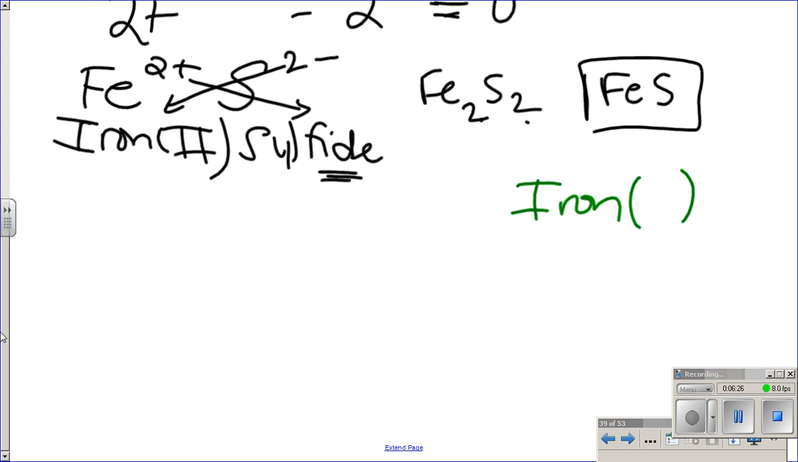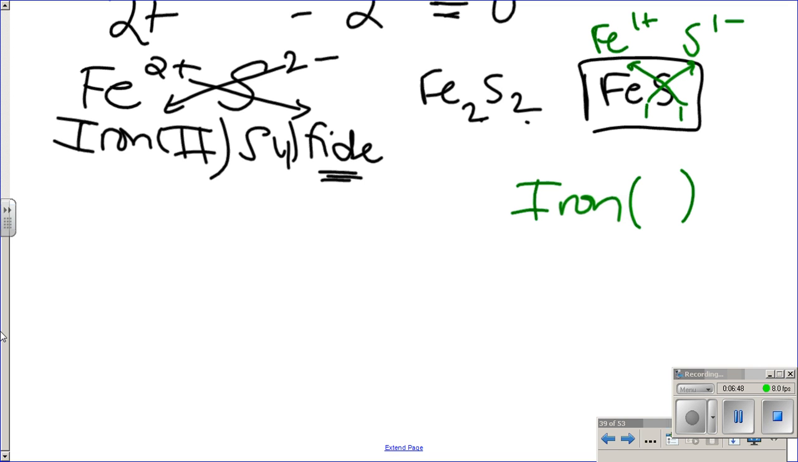All right, so then you go, well, this is a 1 and this is a 1. Backtrack. So it looks like that's iron 1 plus, and it looks like that's sulfur 1 minus. But then you go check your periodic table. Can sulfur have a 1 minus charge? Absolutely not. It's not in the halogen group. It's not in 7A.